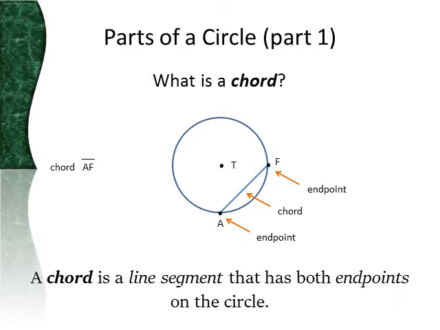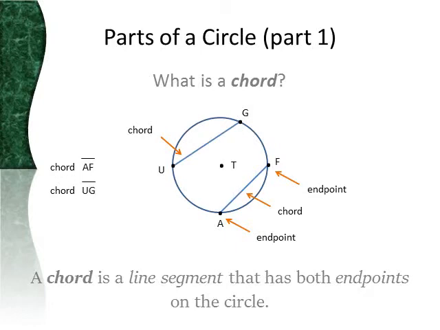Notice the line segment symbol above the letters in its name. This is very important. Chords can be drawn in any direction. Amazing, eh? We will now add a chord to this circle and call it chord GU or UG. Make sure to include the line segment symbol above the letters in the name.